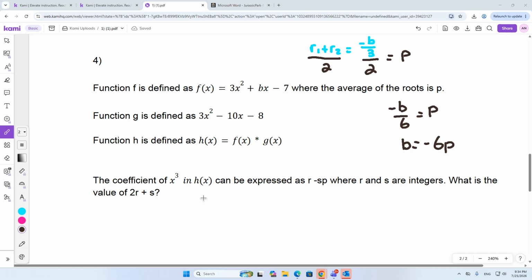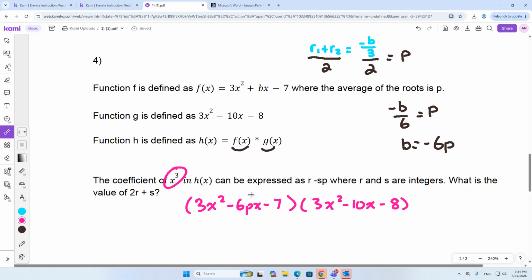Okay, so let me rewrite it like this. So now I'm multiplying this times this. So it's going to be what? 3x squared minus 6px minus 7. And then I multiply that by 3x squared, right? Minus 10x plus minus 8. So think smarter, not harder. I want to get the x cubed coefficient. So it's going to be here and here, right? So that's negative 30x cubed.